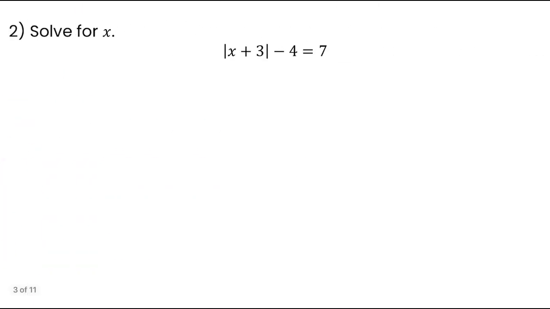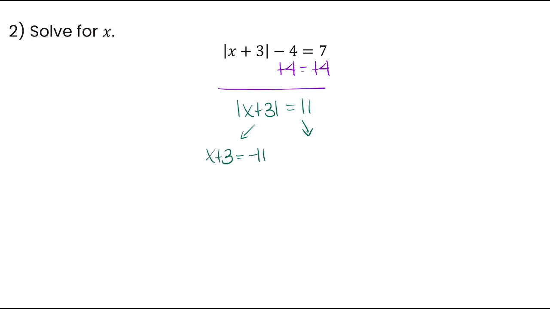So now in this equation, we once again need to solve for x. We're going to start off by isolating the absolute value, which means we're going to add 4 to both sides. When you add 4 to both sides, we get the absolute value of x plus 3 is equal to 11. We can now separate this into two equations. So we have x plus 3 equals negative 11, and x plus 3 equals 11. Now we can solve for x.